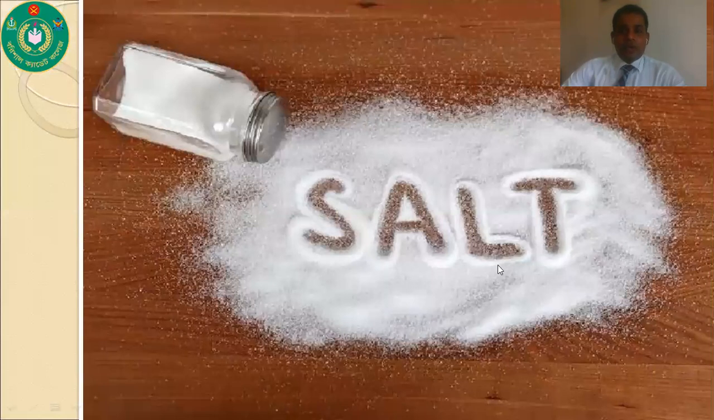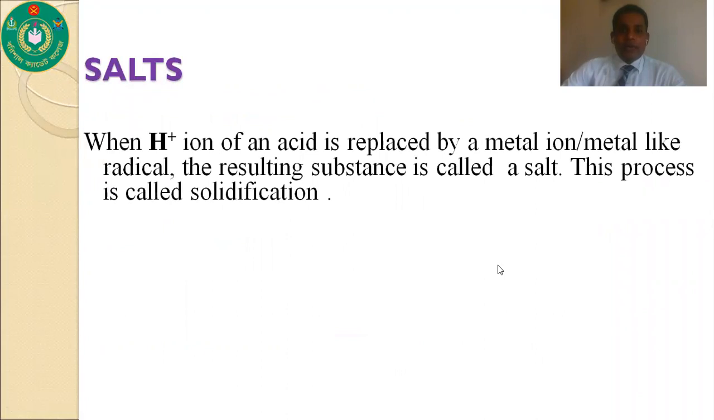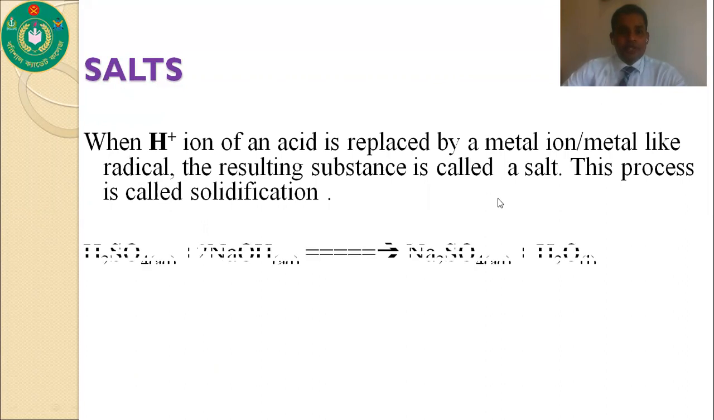So now what is salt? When the hydrogen ion of an acid is replaced by a metal or metal-like radical. What is a radical? A radical is a group of atoms which act like a single ion. So when the hydrogen ion of an acid is replaced by a metal ion or metal-like radical, the resulting substance is called a salt, and this process is called neutralization.